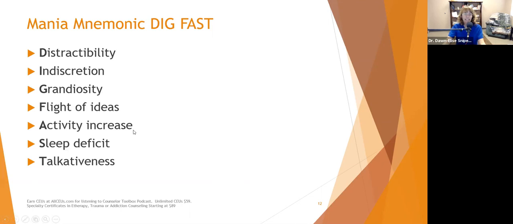Flight of ideas, activity increase, sleep deficit. A lot of times people who have mania or hypomania aren't sleeping at all or not sleeping much, but they don't feel like they need to sleep. If they're experiencing a mixed episode, that's a whole different ball game that you want to research. But let's just stick with pure mania for right now. And they're talkative. People with mania are often extraordinarily talkative, and they do have the pressured speech. So DIG FAST: distractibility, indiscretion, grandiosity, flight of ideas, activity increase, sleep deficit, and talkativeness.